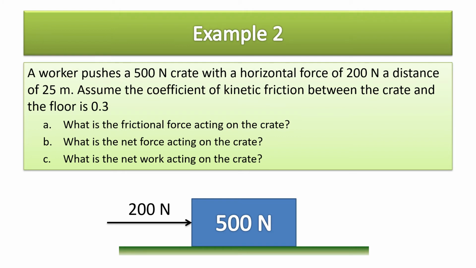All right, example 2. I'm going to do this in 2 different ways, and I kind of described the difference in the previous slide. It says a worker pushes a 500 Newton crate, that means the weight, the force due to gravity is 500 Newtons, with a horizontal force of 200 Newtons, that's the applied force, a distance of 25 meters. Assume the coefficient of kinetic friction between the crate and the floor is 0.3. Part A says, what is the frictional force? Then you could find the net force acting on the crate, and then you could say what the net work done is. So here, we're finding all the forces first before we find the net work.